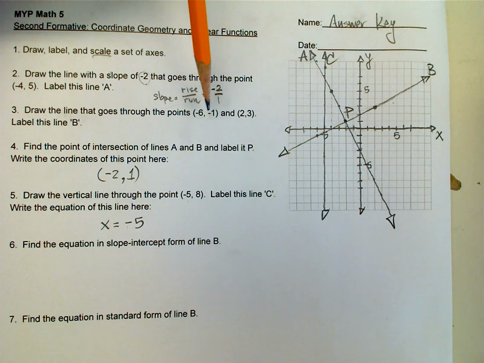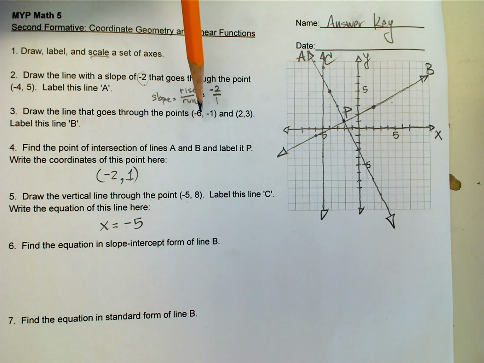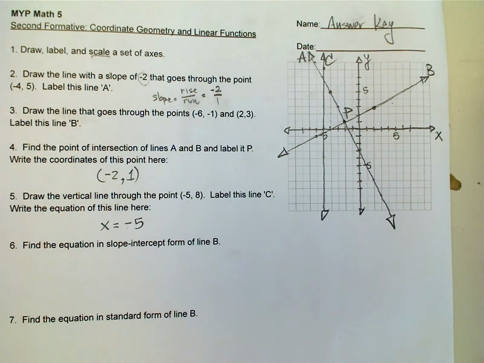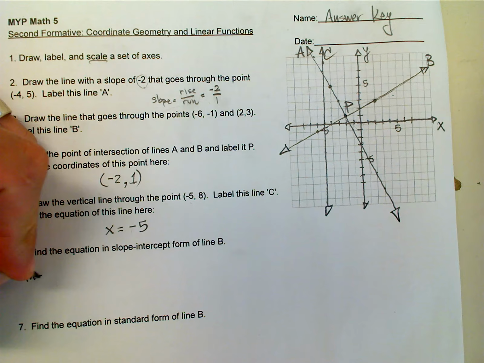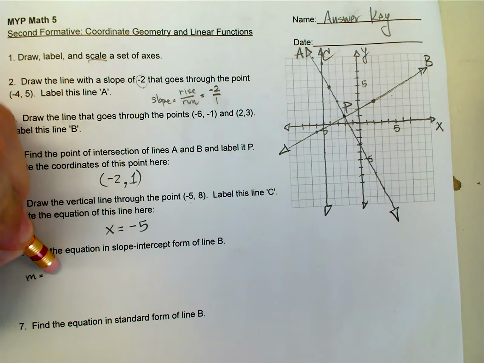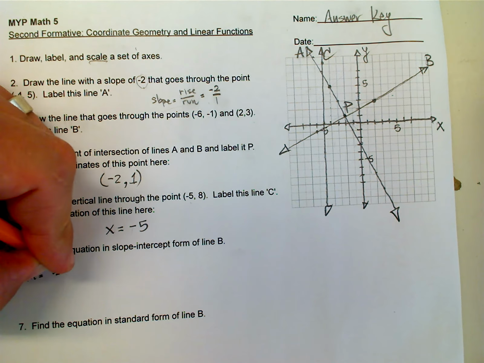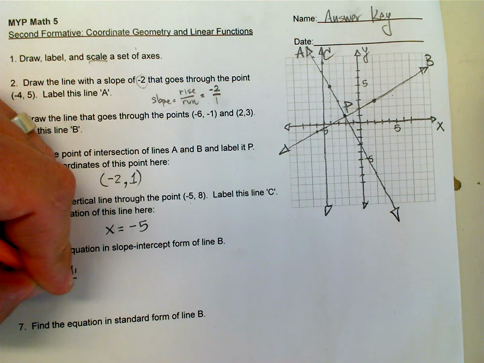Here in question 6, it says, find the equation in slope-intercept form of line B. So here's line B right here. And what we know about line B from question 3 up here is that it goes through these 2 points. So we can do a couple of things here. I could actually use the slope formula, and I'll do that right here. I can use the slope formula, which is the slope m is equal to y2 minus y1 divided by x2 minus x1.